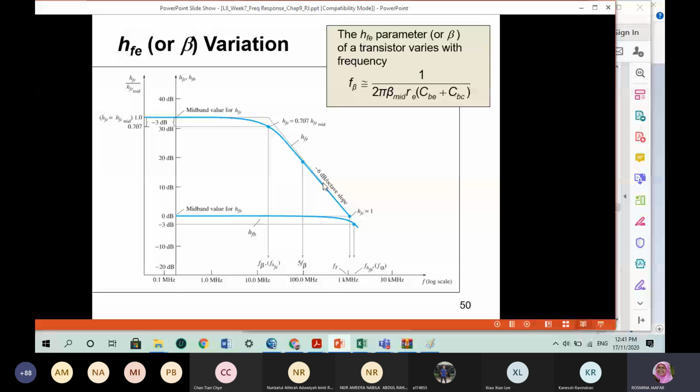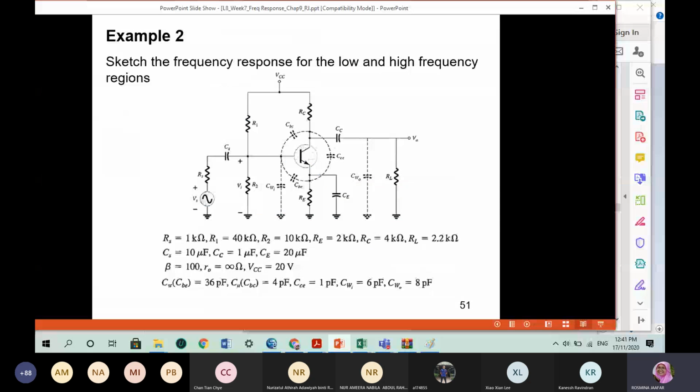Okay, an example. Example 2, you are given a BJT circuit. You are to sketch the frequency response for the low and high frequency region. Given that RS, R1, R2, RE is 2 kilo, RC is 4 kilo, RL is 2.2 kilo. Similar values to the previous example. Beta is 100, RO infinity, and BCC is 20. I think it is the same example.